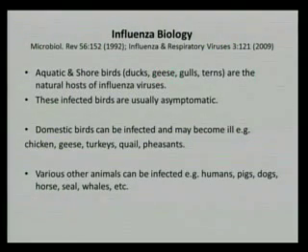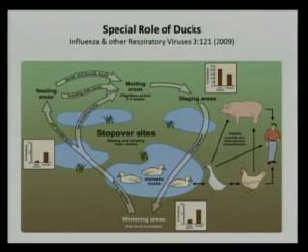However, when other birds are in contact, for example, domestic chicken, geese, or other types of birds, they can become infected as well. And then moreover, mammals, including humans, as well as birds, dogs, swine, seals, they can become infected as well. So that's the relevance of the different animals.